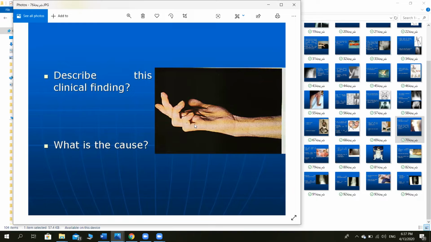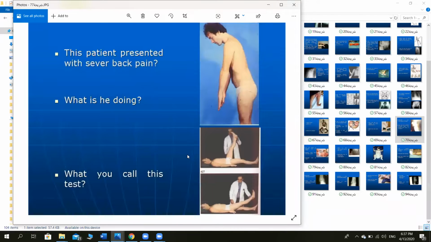This is a clawing of the finger which results from ulnar nerve injury: flexion of the interphalangeal joint, hyperextension of the MP joint. This is what we call partial clawing of the finger, resulting from ulnar nerve injury. And this is a patient with backache. He cannot flex his back.